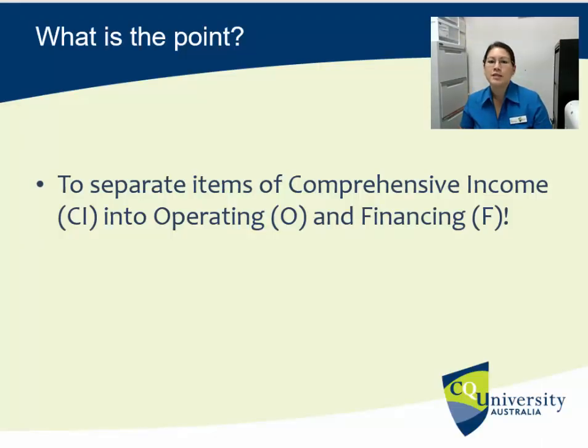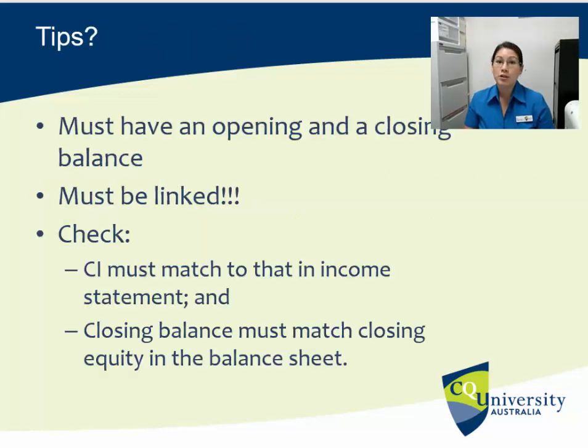So the point of restating is to separate items of comprehensive income into operating and financing, so O and F. And I'm going to call comprehensive income CI as well. Now, my tips. So again, like your original financial statements, it must have an opening and a closing balance. It must all be linked. Every part of your restated financial statements must be linked or have formulae. Your checks are to make sure that your comprehensive income matches to your comprehensive income in your income statements right down the bottom, and also that your closing balance of equity matches the balance of equity for the balance sheet.